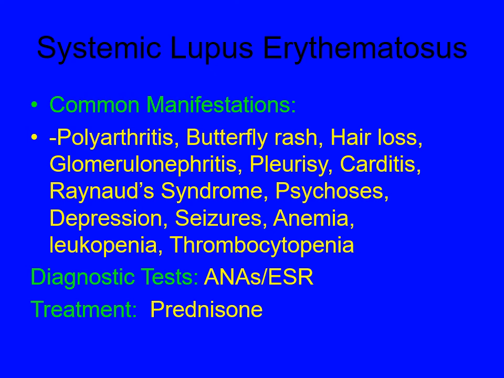And these anti-DNA or anti-nuclear antibodies are what they test for when they're looking for lupus. These are the markers, and they're called ANAs. So common manifestations: polyarthritis, so arthritis, pain all over the body, butterfly rash, hair loss, glomerulonephritis, pleurisy, carditis, Raynaud's syndrome, psychosis, depression, seizures, anemia, leukopenia, thrombocytopenia. A lot of different symptoms that people can have, and the manifestations vary from person to person and with the severity of the case.